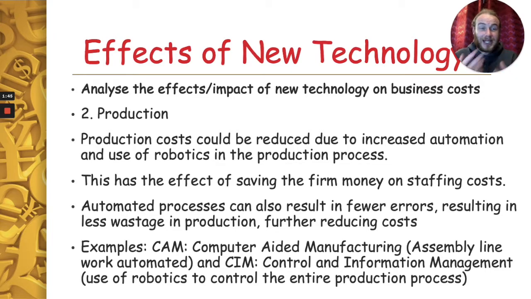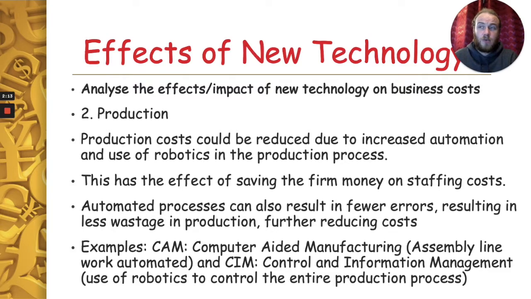Examples of this would be CAM, which is computer-aided manufacture. That's used in assembly line work; automated assembly lines are an example. CIM is computer-integrated manufacture, the use of robotics to control the entire production process. You can see that both take manpower out of the production process and leave it up to technology to do instead.